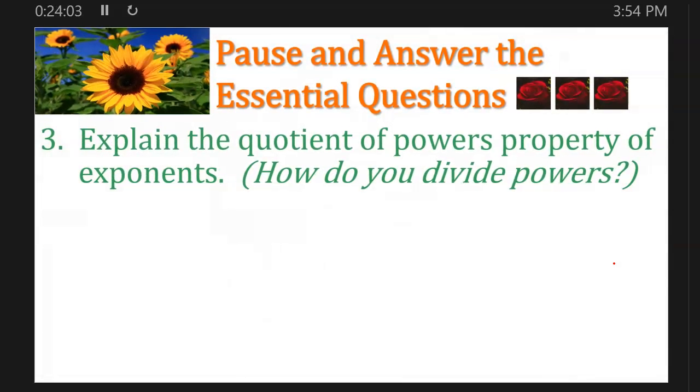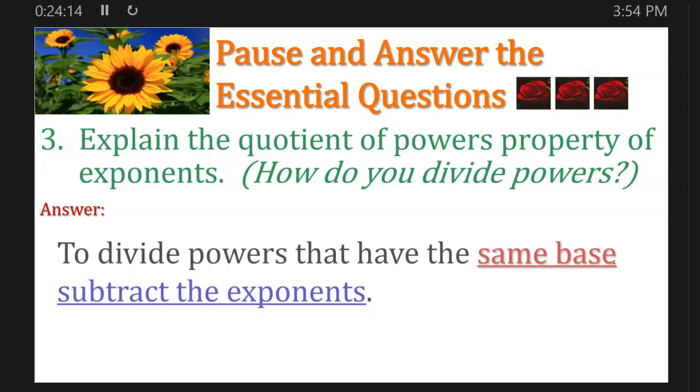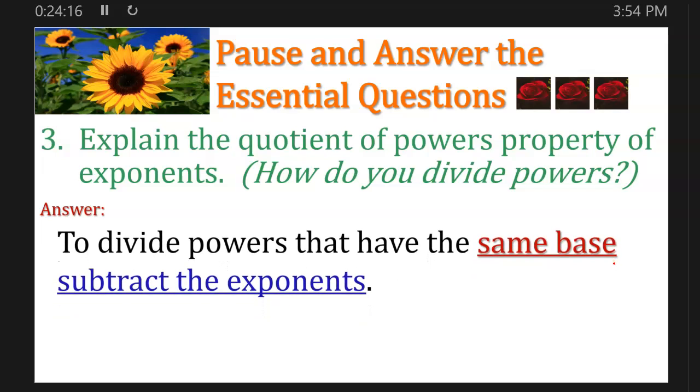Our third question, explain the quotient of powers property of exponents. How do you divide powers? So go ahead and pause and try to answer. Alrighty, to divide powers that have the same base, subtract the exponents. So keep that base the same, but subtract the exponents to get your final answer.